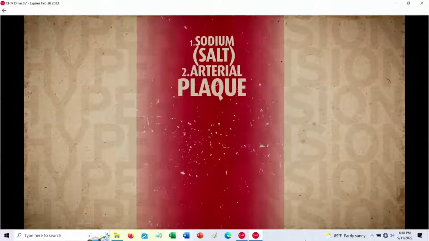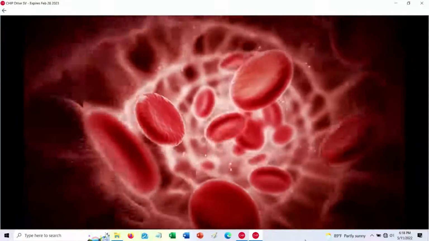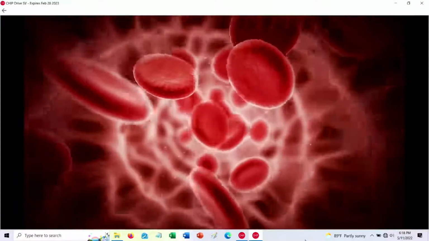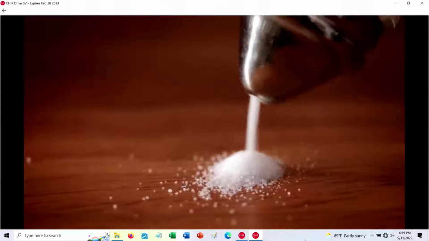Point number 2, arterial plaque. You know, the buildup of atherosclerosis contributes to high blood pressure problems. Plaques have infiltrated our blood supply lines, inflammatory processes have emerged, and the arterial walls begin to harden. As these plaques now build up, they restrict the free flow through our arteries. And as a result, our blood pressure goes up in an effort to help us push the blood through these narrowed arteries.